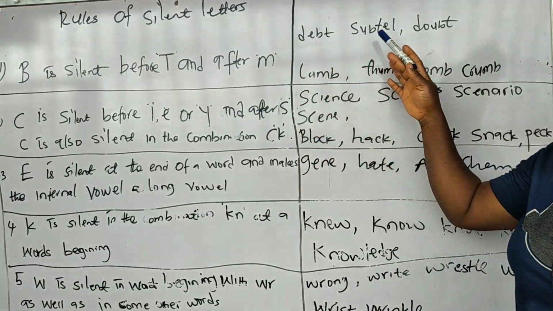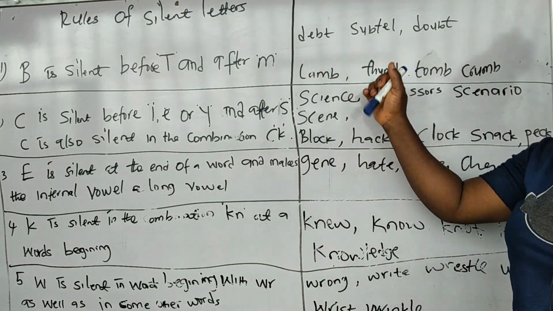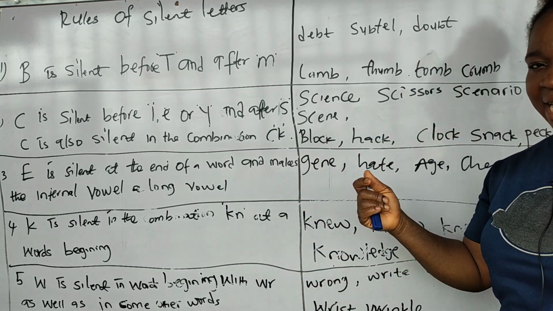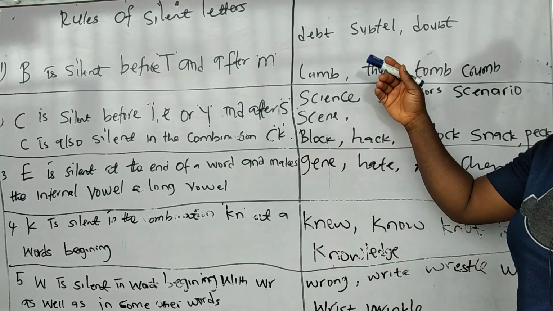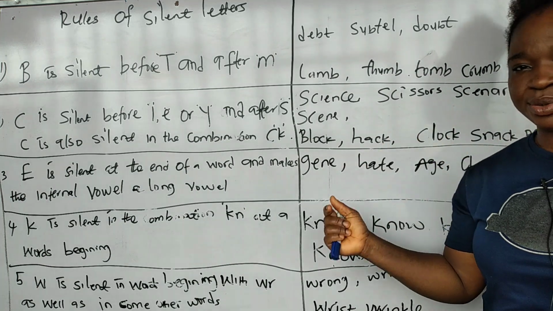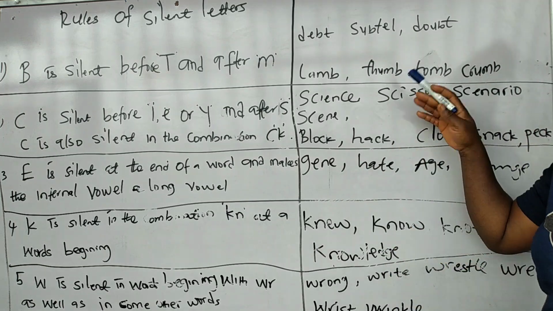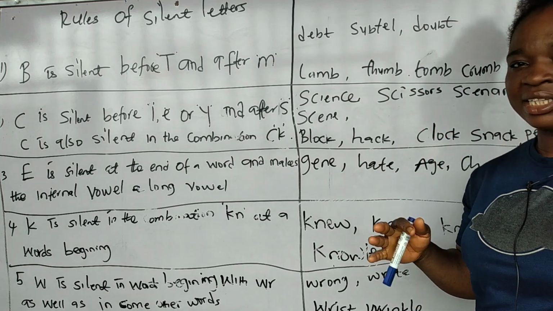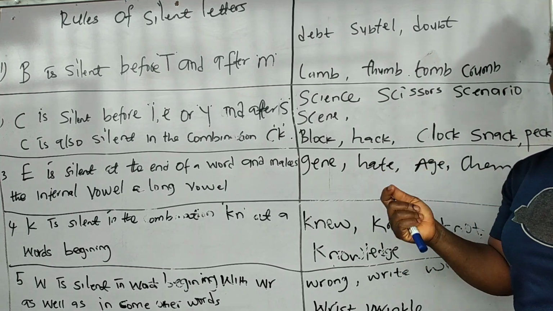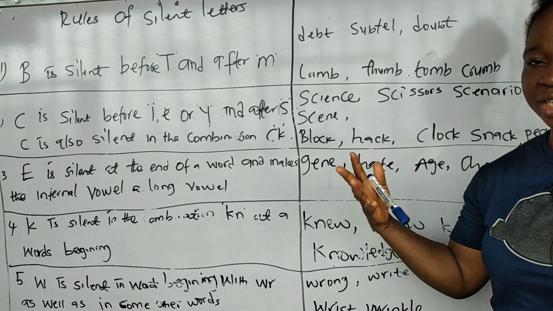So when we are pronouncing any of these words, the B is usually silent. So we have debt. We still have subtle, and not with the B sounded. We equally have doubt, and not with the B sounded. You can see that the B is silent while the T is actually pronounced.